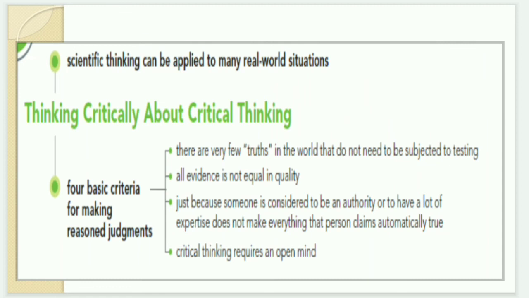Thinking critically about critical thinking. Scientific thinking can be applied to many real world situations for basic criteria for making reasoned judgments. There are very few truths in the world that do not need to be subjected to testing. All evidence is not equal in quality. Just because someone is considered to be an authority or to have a lot of expertise does not make everything that person claims automatically true. Critical thinking requires an open mind.